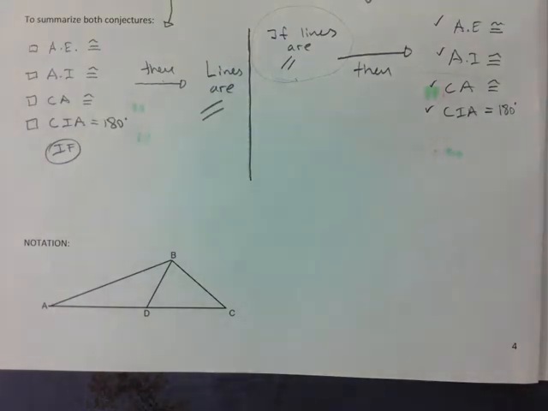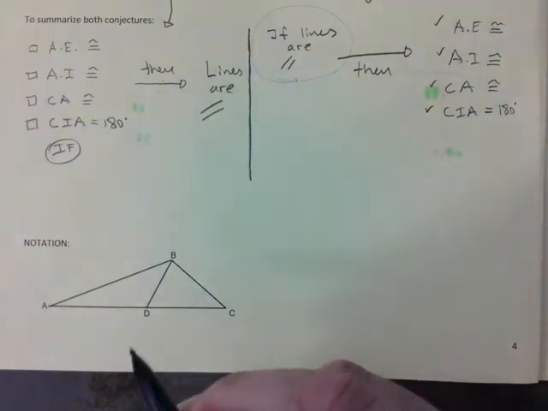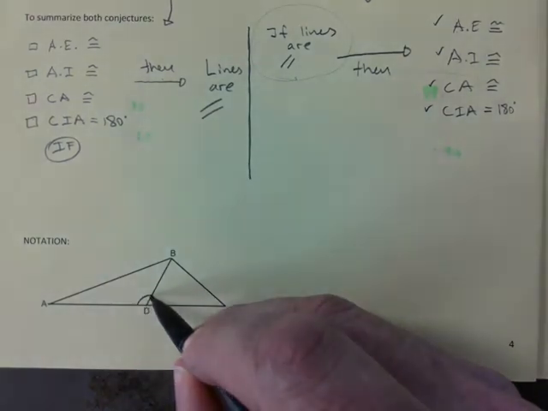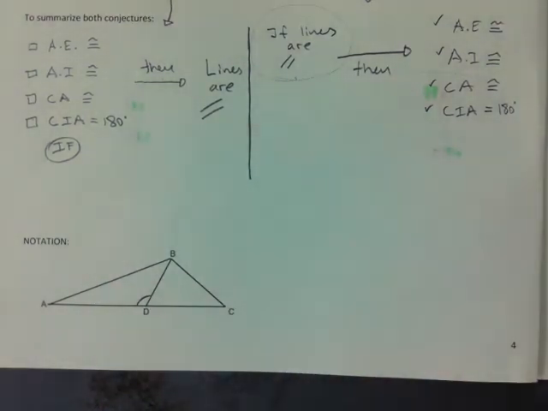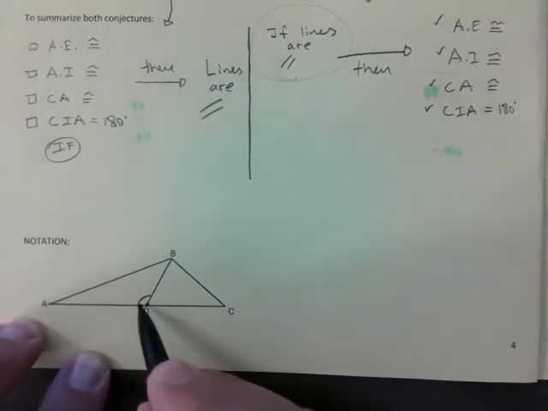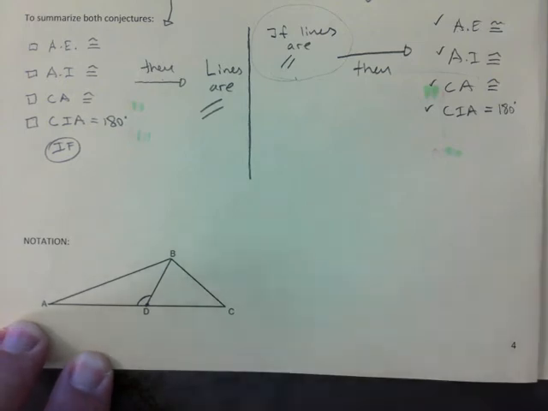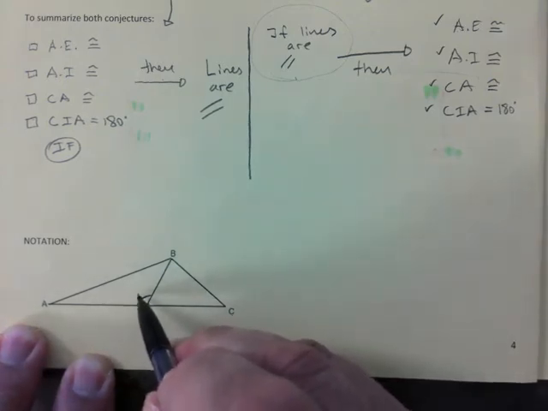So if I want to refer to this angle right here, can I just say angle D? Angle D, is that correct? No. How many angles are right here at this point? There's one here and one there, correct? And technically you can argue there's a third on the outside. So if I want to refer to this angle in particular, I need to use the three-letter notation.